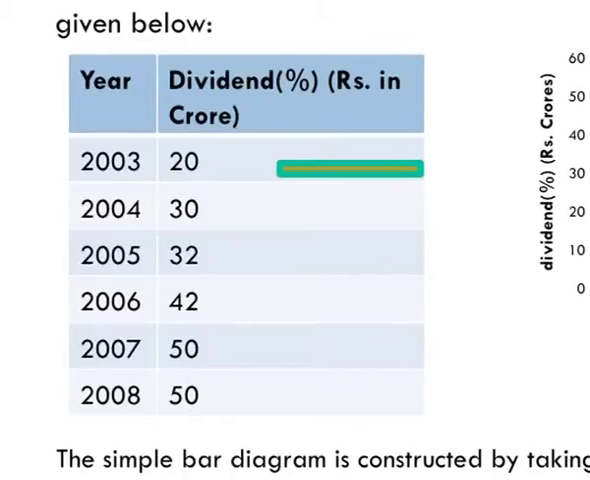For example, we are given here a statistical table which gives the information about the dividend paid in different years by Oswald Agro Mills Limited. The company paid in 2003 20% dividend, in the year 2004 they paid 30% dividend and so on. In the year 2008 they paid 50% dividend. Now, the question arises how we can show these data through simple bar diagrams.